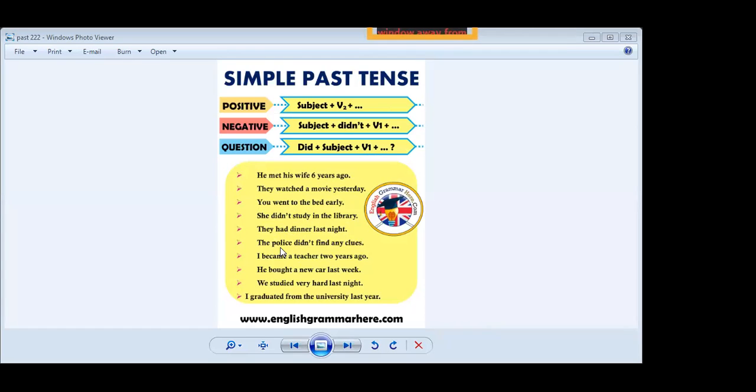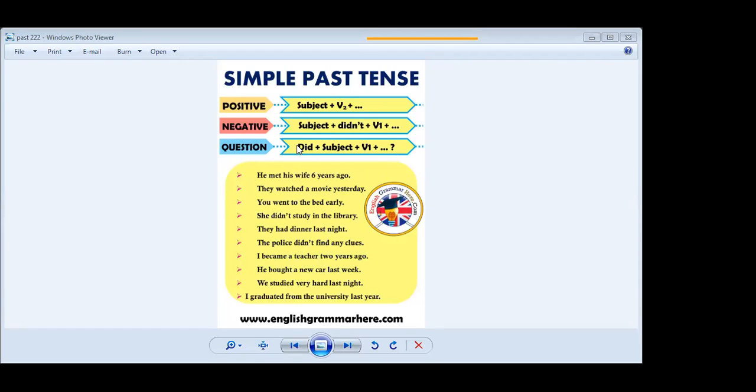The police didn't find any clues. The police didn't find. Here we have negative. That's why we use didn't. Okay, didn't find. Can you see? This is what? Infinitive verb, verb 1, base form. So after didn't, you have to use what? Infinitive verb, verb 1, base form, a bare verb free of any additions, okay student?